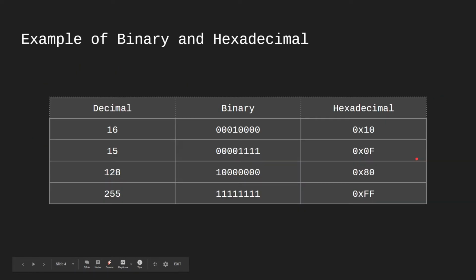So here are some examples of different decimal, binary, and hexadecimal values. So 16 can be represented, obviously what we're used to is using the number 16 in decimal. This is the binary representation of 16. And here's the hexadecimal representation. So you can see that we can actually compact binary in a nice fashion by using hexadecimal.